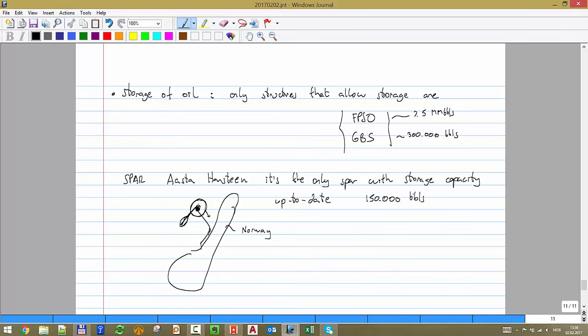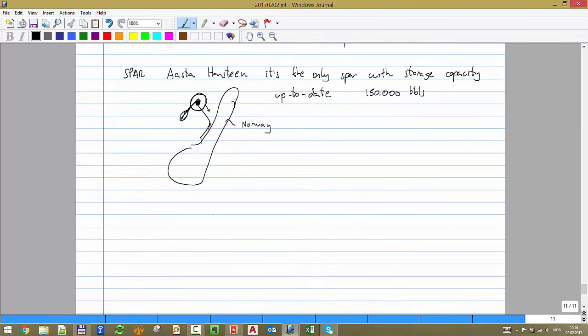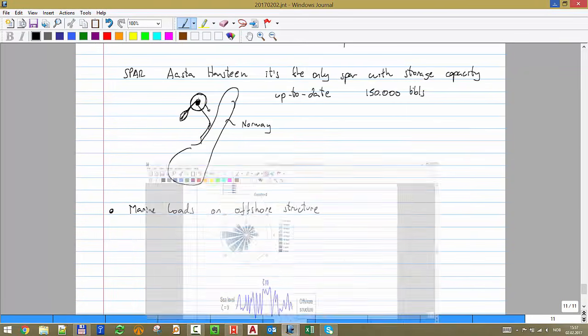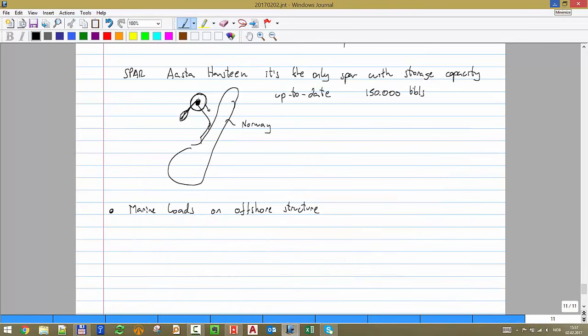Any question so far? No? So now we go to the last part that I want to discuss, that is offshore marine loads on the offshore structure. Okay, but I think it's better if we leave that for next week. What do you think? Yeah? Because that's a part on calculation.